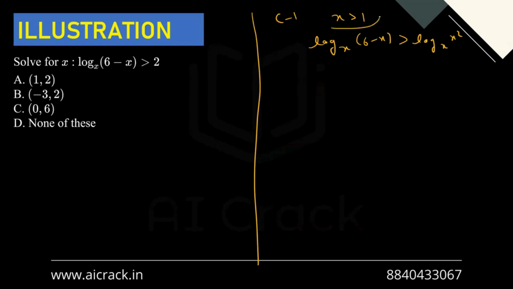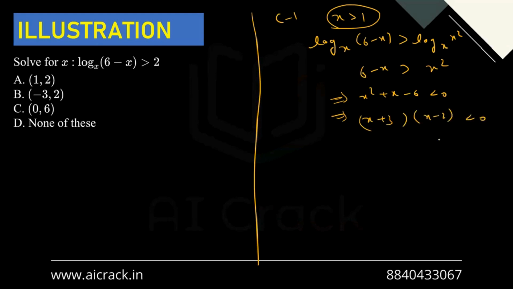And now we have assumed that x is greater than 1. In that case, we can directly remove these logs without changing the sign of the inequality. So 6 minus x greater than x square. So that would eventually give me x square plus x minus 6 less than 0. That means (x plus 3)(x minus 2) less than 0, right? So x belongs to (minus 3, 2), right?